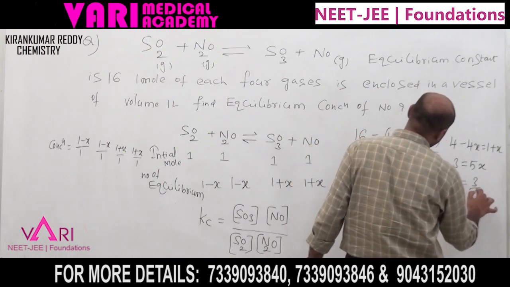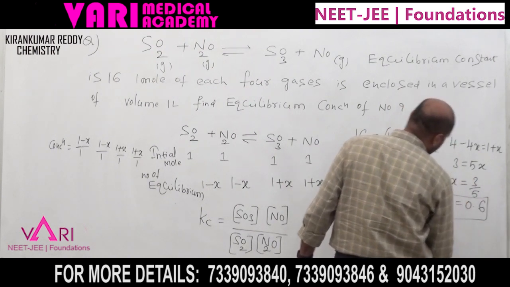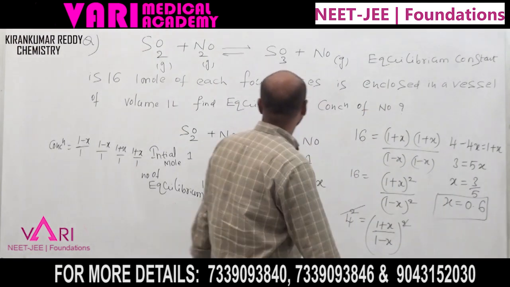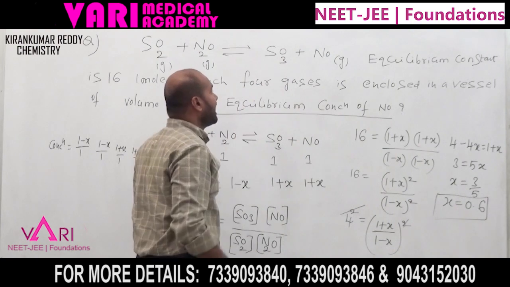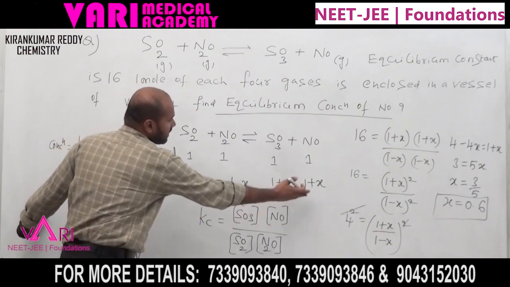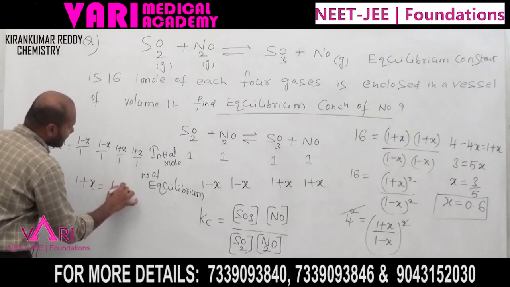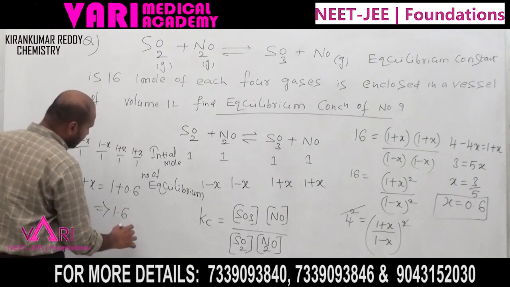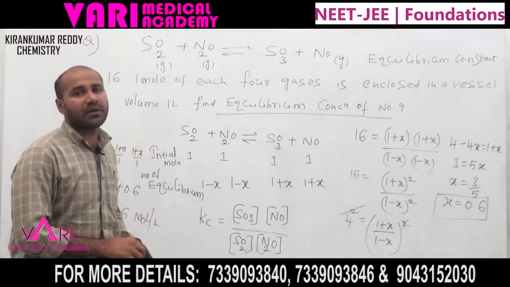x is equal to 3 by 5, that is 0.6. You are getting the x value 0.6. What do you have to find out? Find the concentration of NO. The NO concentration at equilibrium is 1 plus x, which is 1 plus 0.6, equal to 1.6 mole per liter. This is the concentration expressed in moles per liter.